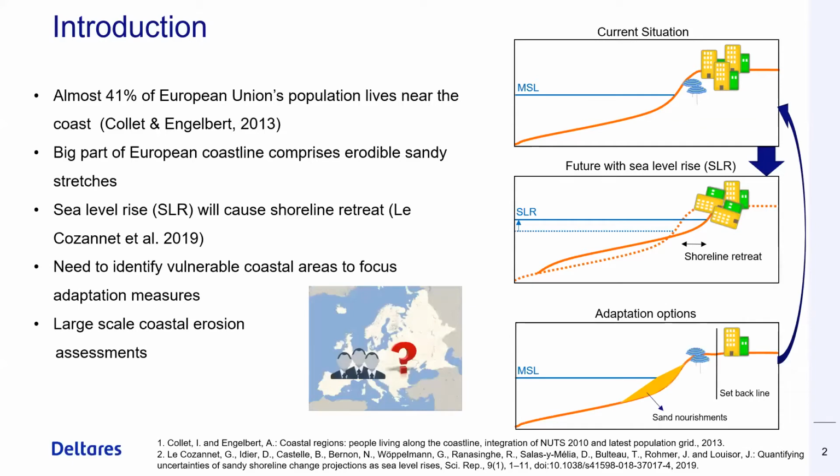So a lot of information on which locations are the most vulnerable is needed in order to make informed decisions on adaptation options, like, for example, incorporating sand nourishments or setback lines, which will define areas that are safe to build and place new infrastructure. Most of this information can come from large-scale assessments that take into account climate change indices, like sea level rise in this example, and how this will affect the shorelines in the future.